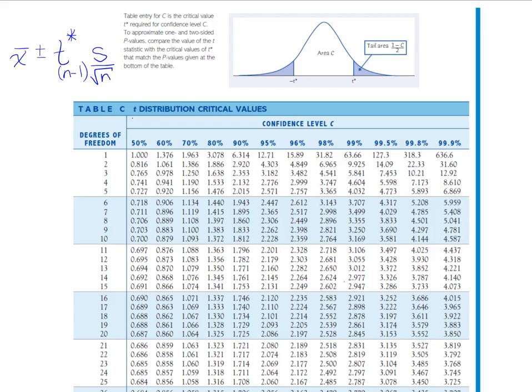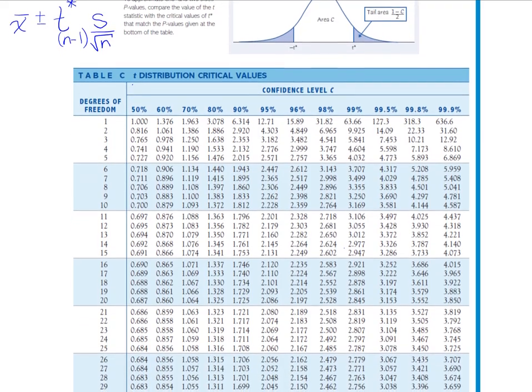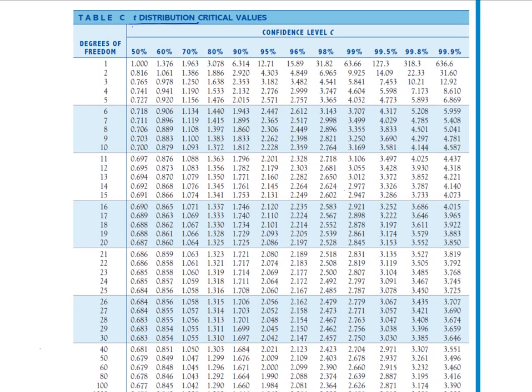So when we want to construct a confidence interval using the critical value t star, we obtain those values using the t distribution, or table C in our case. And so we have our confidence level C across the top here. We see the percentages. So let's say we are constructing a 95% confidence interval. We would use the column corresponding to 95%.